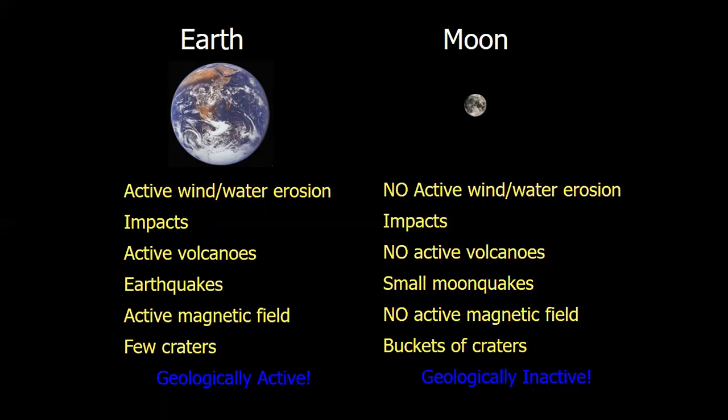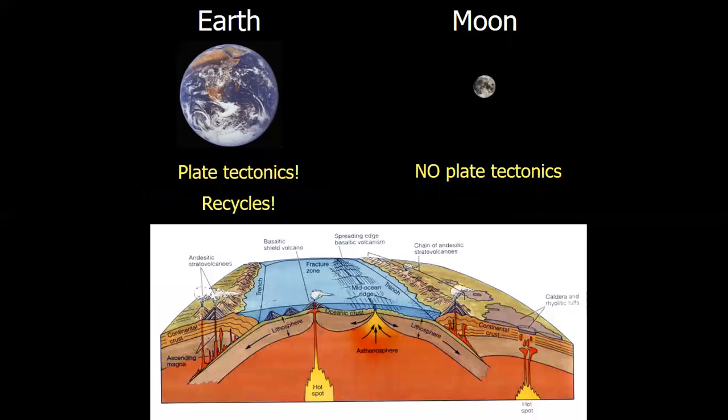But overall, the Moon is geologically inactive. However, Earth is very much active geologically, with plate tectonics. On Earth, there are so many plate tectonics that are always recycling the surface of Earth. But on the Moon, there are no plate tectonics. That's why we can find a lot of craters over there. There's no recycling of the surface on the Moon.